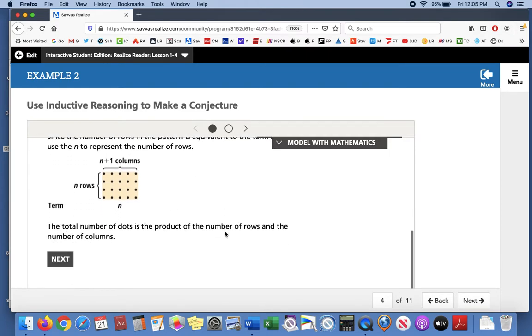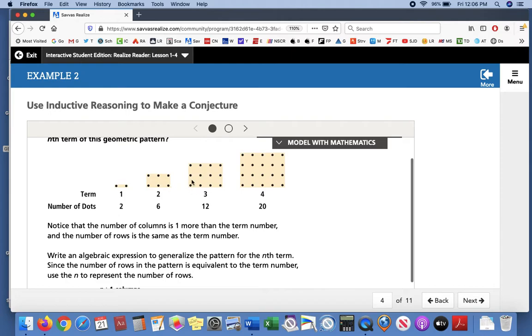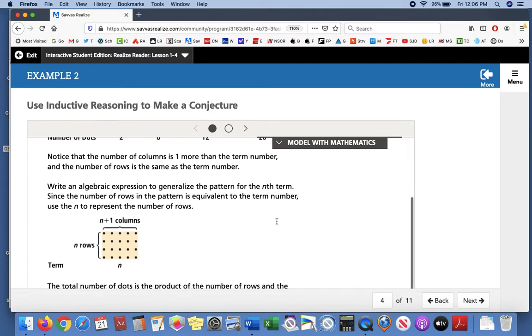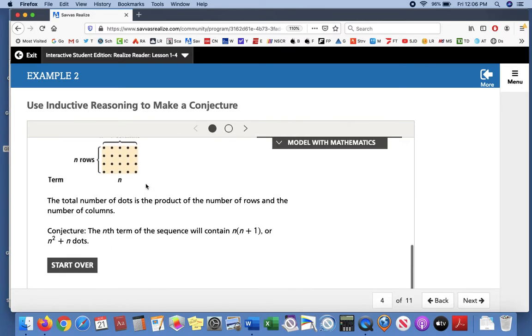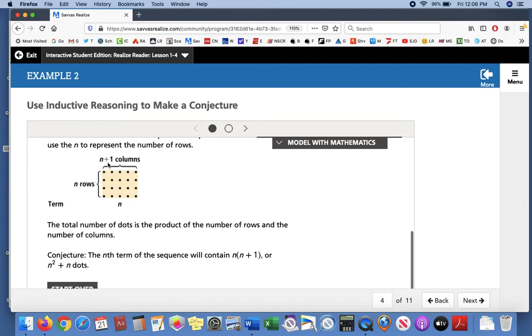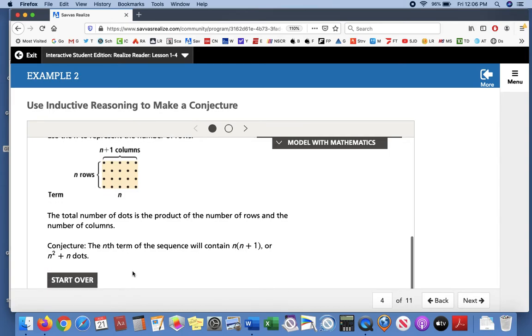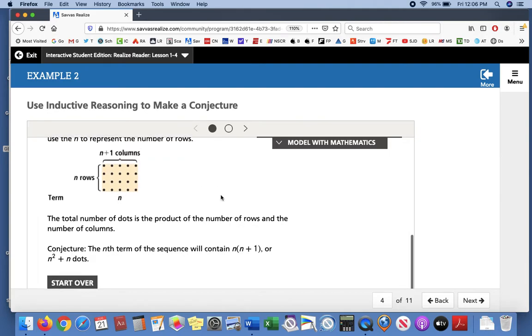So the total number of dots is the product. It's set up like a rectangle, so you just multiply those two. Let's see if that was true every time. Yeah, it was 3 times 4 for 12, 4 times 5 for 20. So our formula for n is going to be n times n plus 1, or then they distributed and got n squared plus n. That might be the tough part for some of us, is to relate it to the term.